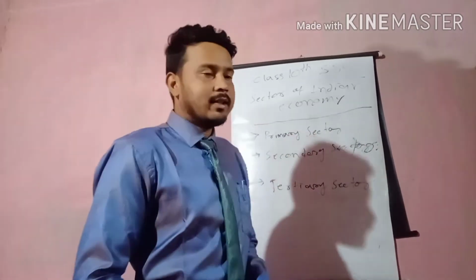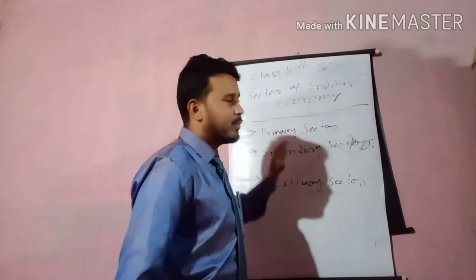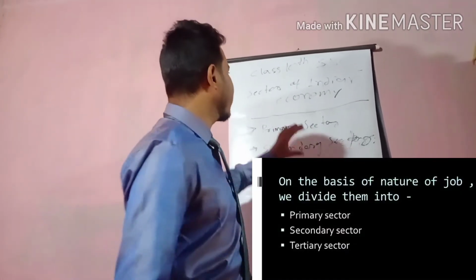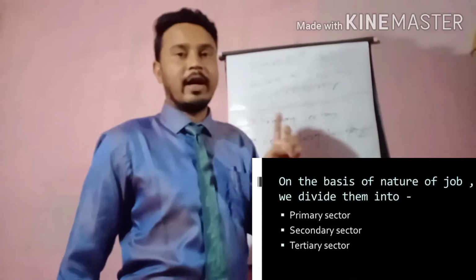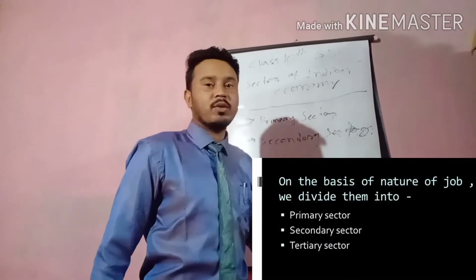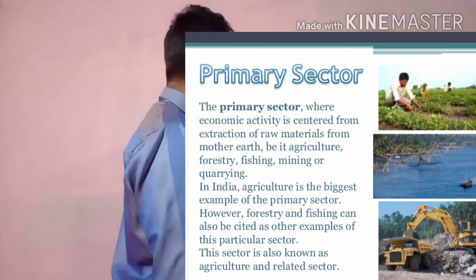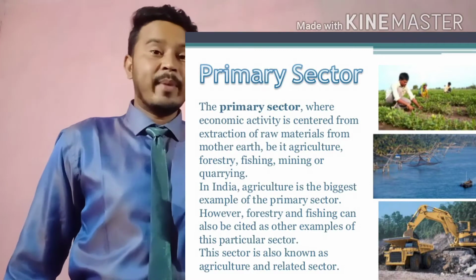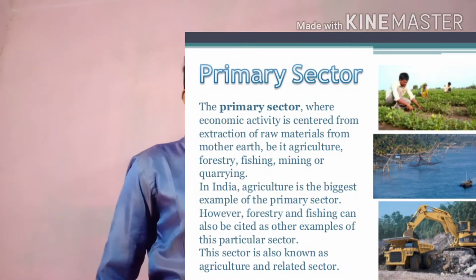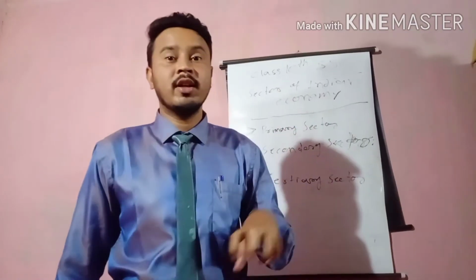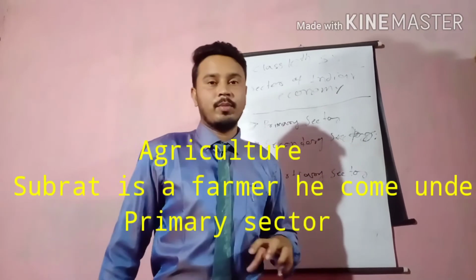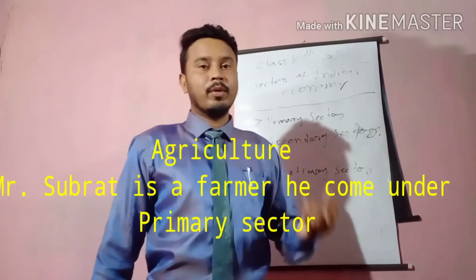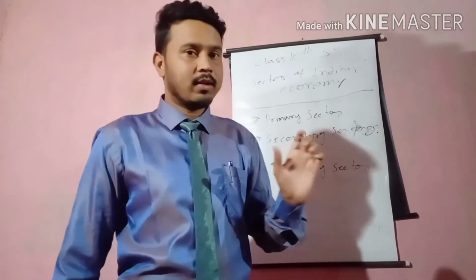First, let us discuss the division on the basis of economic activity, or the nature of the job: primary sector, secondary sector, and tertiary sector. The primary sector is the sector which is based on nature, the sector which directly depends upon nature. For example, agriculture, fishing, mining, poultry, and farming. These are the primary sector.